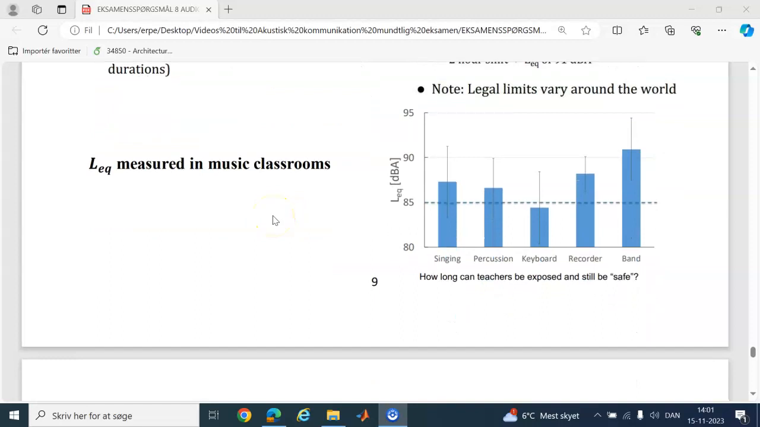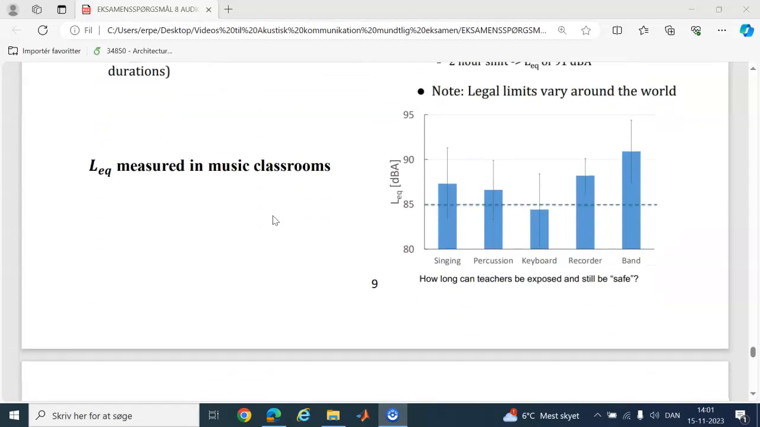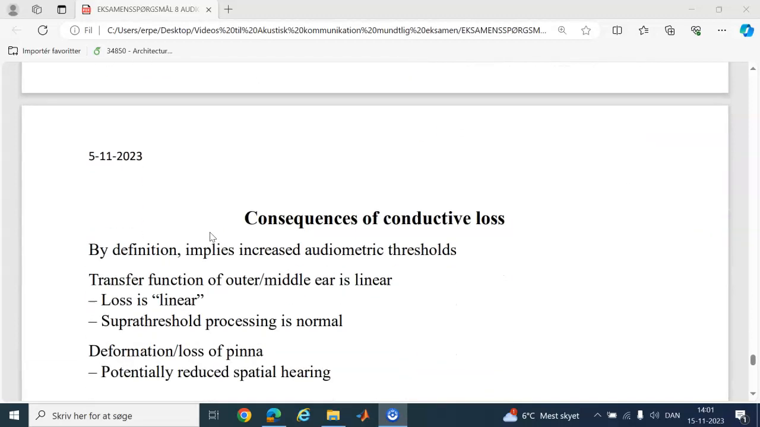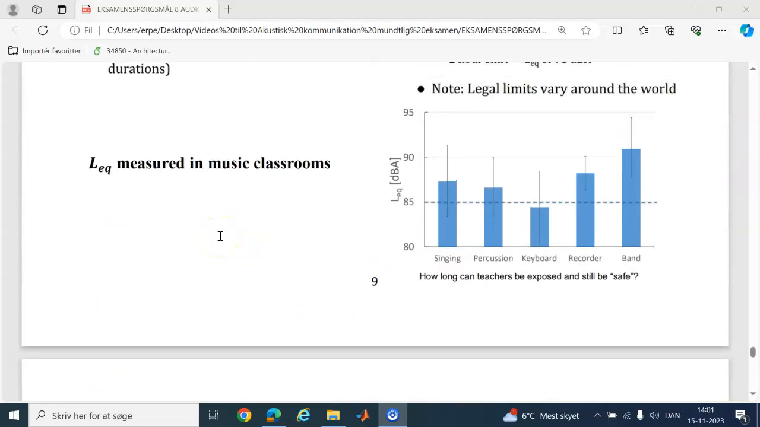LEQ measured in classrooms. Singing, percussion, recorder and band are more than 85 dB. Only keyboard is a little bit lower. How long can teachers be exposed and still be safe? We can calculate this using the formulas.